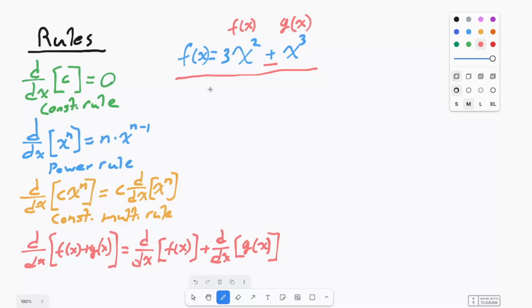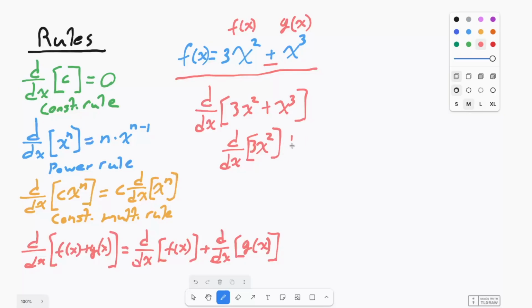So knowing that, the derivative of 3x squared plus x cubed is going to equal the derivative of 3x squared plus the derivative of x cubed. We know the constant is going to come out, but there's no need to rewrite the constant on the outside. So we're just going to bring down the constant, and we know that we're going to do our power rule. So we're going to bring down the 2. It's going to be multiplied by the 3. And then we have x to the 2 minus 1, which is just 1, so 2x. That's this part of the derivative.